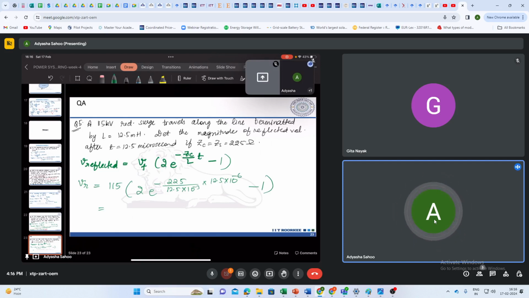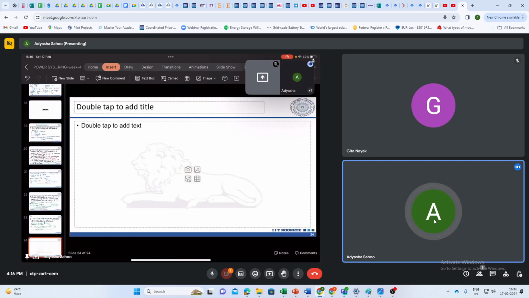So this will come out as 68.66 into 10 to the power 3 volt. Right. Now let us move to the next one.